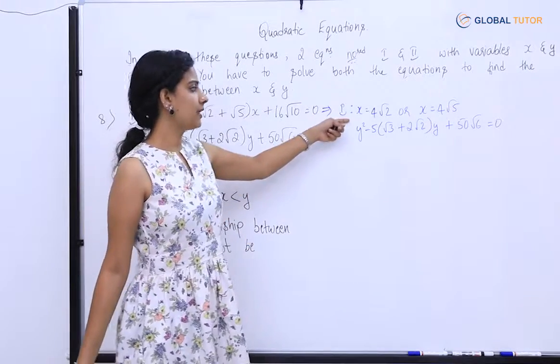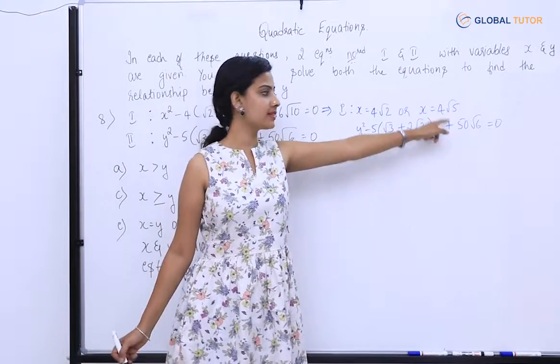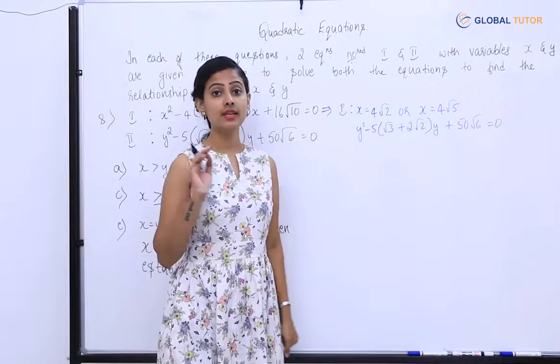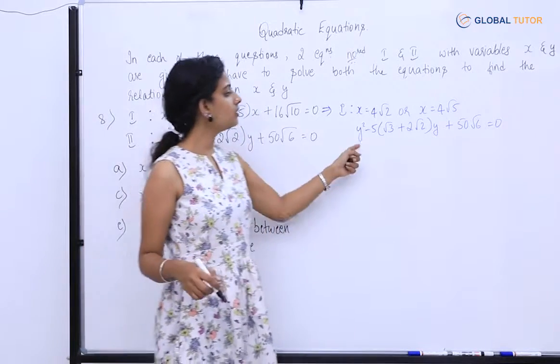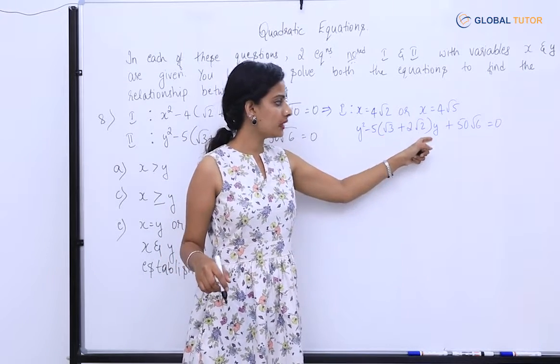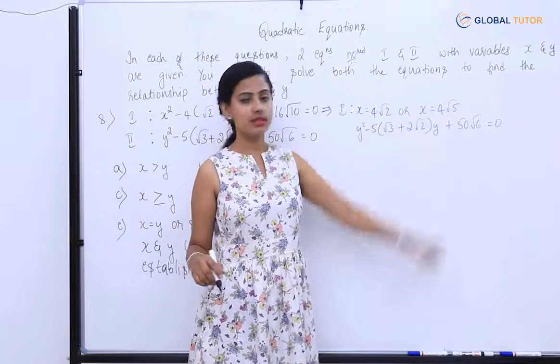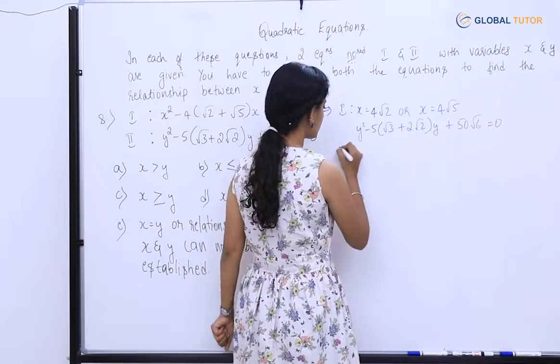So we got the values of the first equation: x is equal to 4 root 2 or x is equal to 4 root 5. Similarly, let us solve equation 2. I have written it here: y square minus 5 into root 3 plus 2 root 2 into y plus 50 root 6 is equal to 0. Now let us open the brackets.